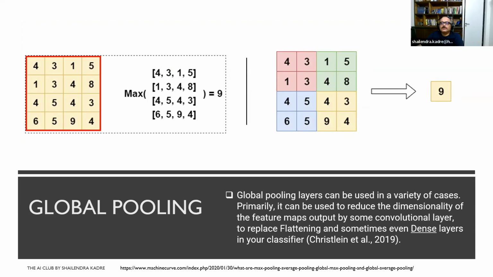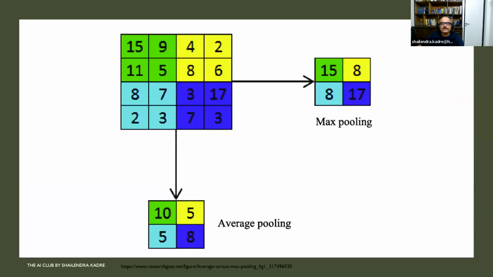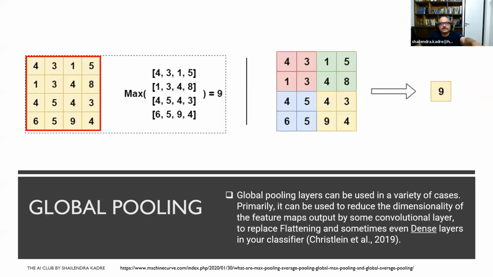So what is the use? Max pooling reduces the dimensions, but global pooling will further reduce. Take it now. Their use cases are given that in place of flattening layer, wherever you have flattening layer, there we use global pooling layer, and sometimes even dense layer is replaced by global pooling layer.